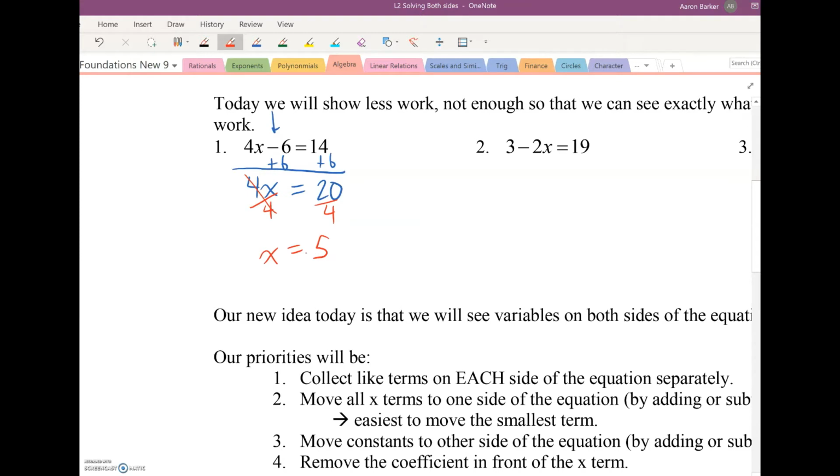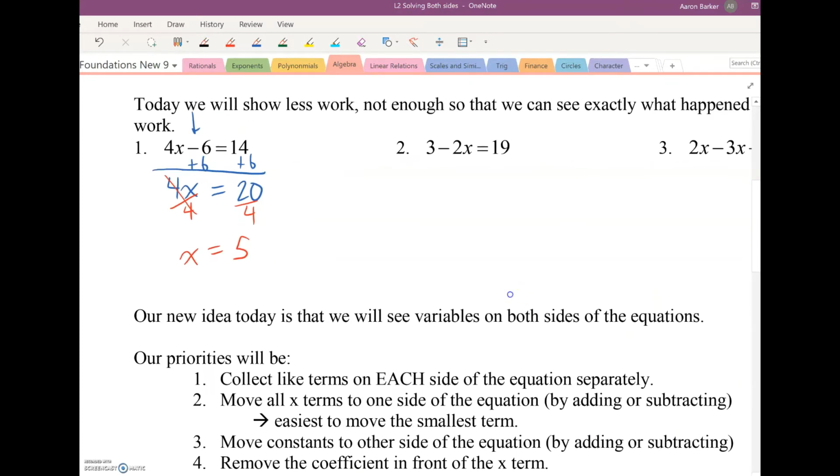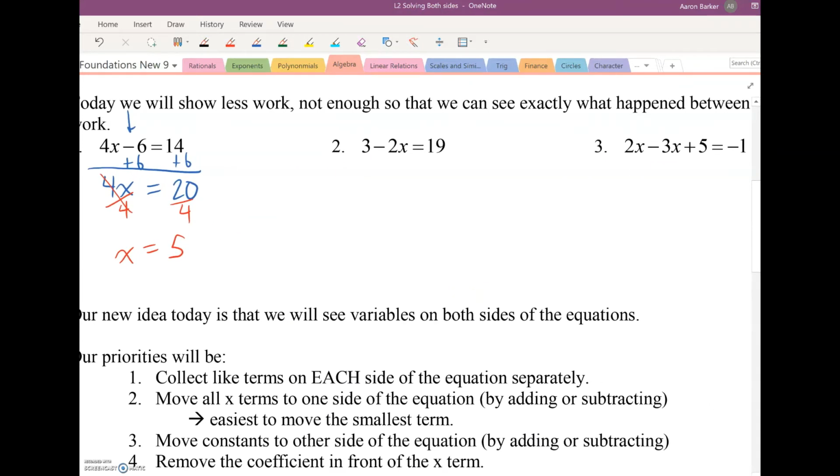So that's just a quick little review of what we've done so far. We're going to do the exact same stuff. It's not going to get easier. We're just going to have some more fluff before we actually get a chance to move things around and solve. Question number 2. How do we move the 3?